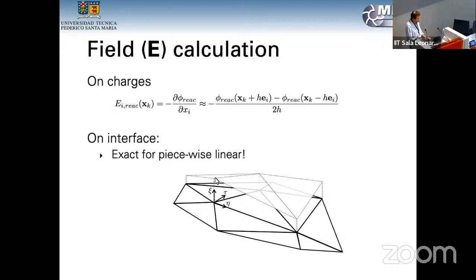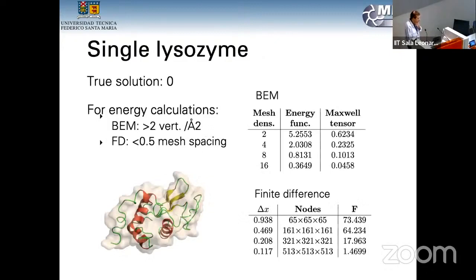And the good thing is that we're tracking then the potential on these vertices. And if we have the potential on the vertices, we have the electric field directly. I mean, if we're assuming in the context of a piecewise linear approximation, this is exact, essentially. And so we tested this. The first test we did was on the single lysozyme.